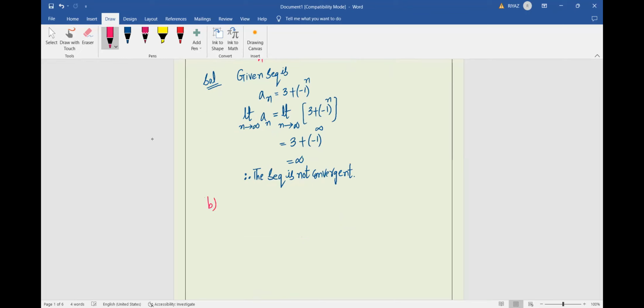Determine the nature of the series. This is a series, no, sir? Question number 1 is from sequence and series. Even question number 2 is also from sequence and series. Determine the nature.